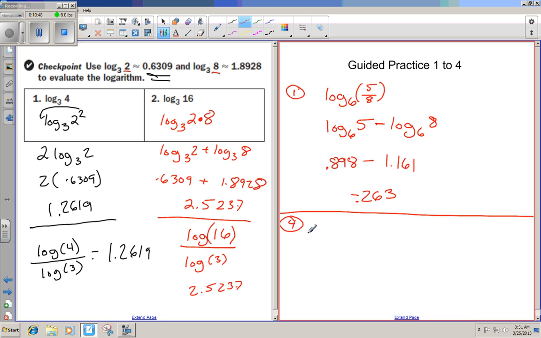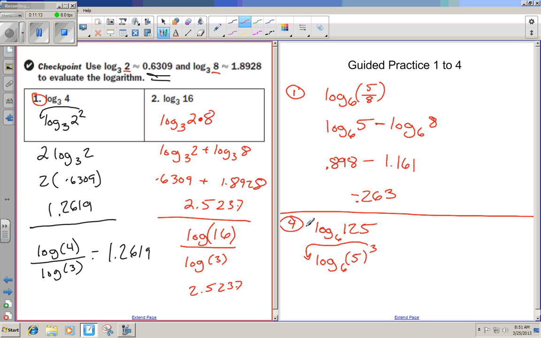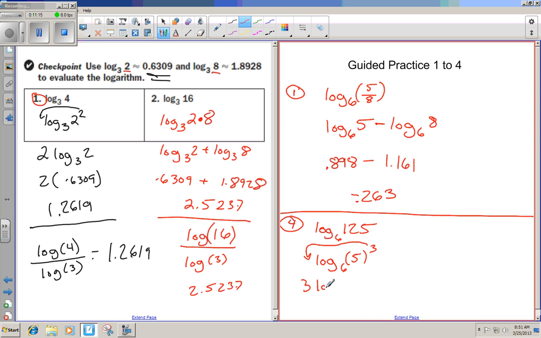Number 4, log base 6 of 125. All right, well, the property way, using properties and expanding this, you would say that 125 is 5 cubed. And using the power property, just like the example over here in number 1, you take the power and put it in front of the log, and it becomes 3 times 0.898, and you get 2.694.